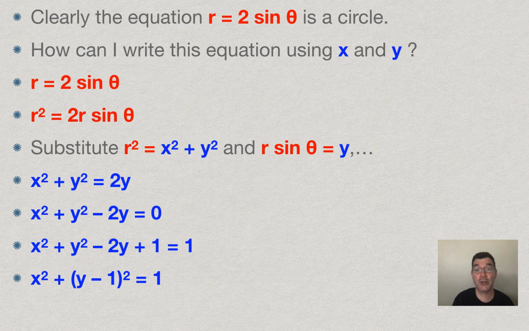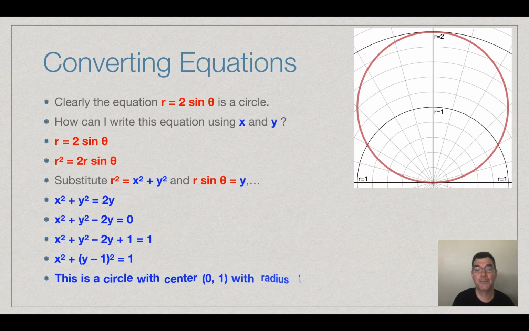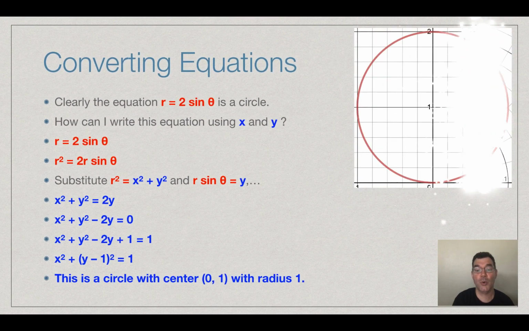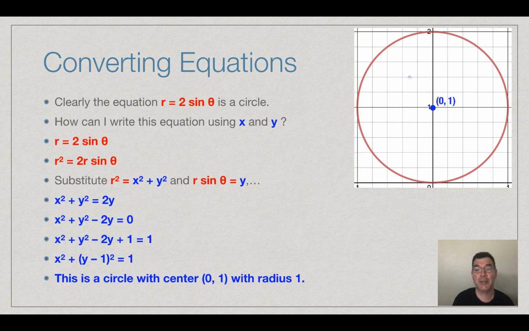That's the equation of a circle that I'm used to. And so you can see that the center of the circle is going to be (0, 1), and the radius is going to be 1. So this is a circle with center (0, 1) and radius 1. If I put that old xy grid back on there, you can see that the center is at (0, 1), and the radius of that circle is 1.